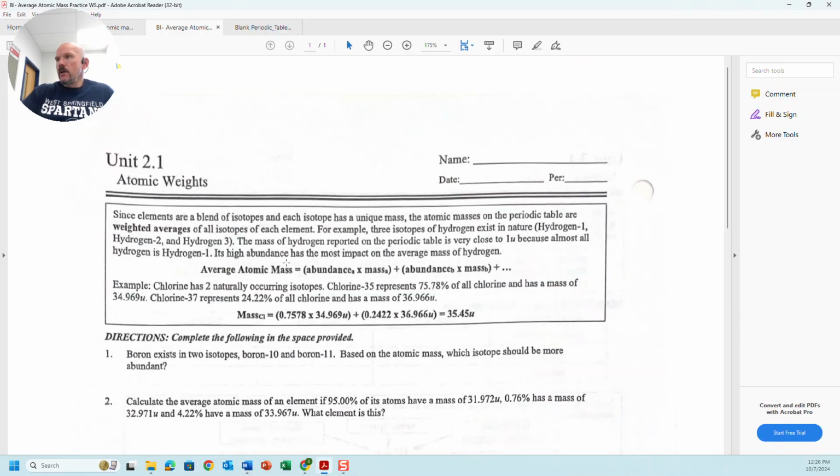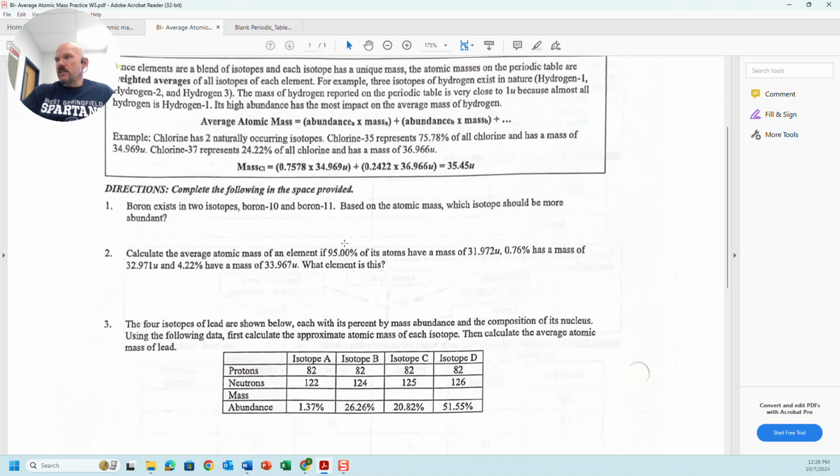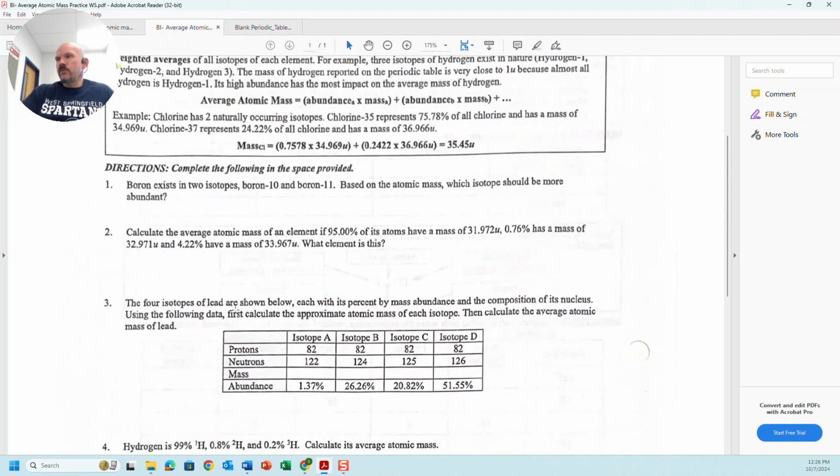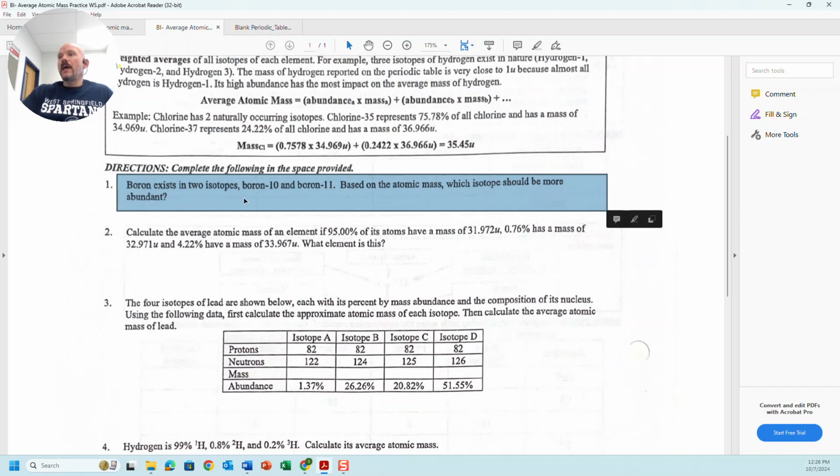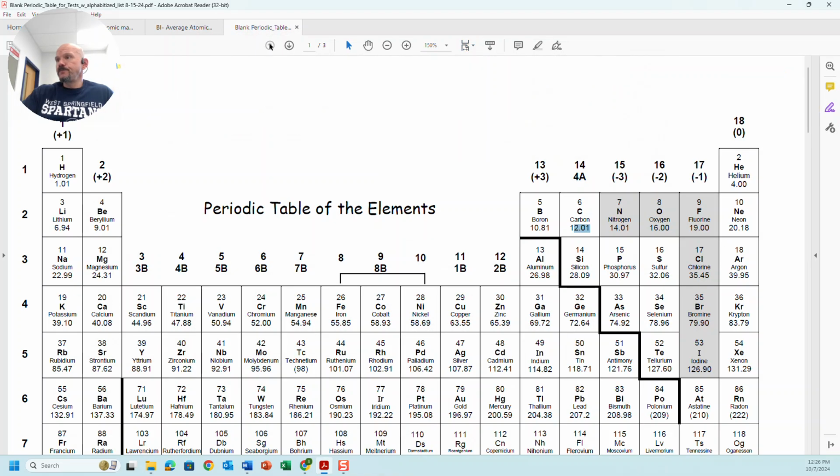On this worksheet, it gives us a bunch of different examples. So what I want us to do is look at number 1. It tells us boron has 2 isotopes, boron 10, boron 11. Based on its atomic mass, which isotope is more abundant? So those are the 2 isotopes, boron with a mass of 10, boron with a mass of 11. All we have to do is go to boron on our periodic table and see its average atomic mass and see what it's closer to. Is it closer to 10 or is it closer to 11?